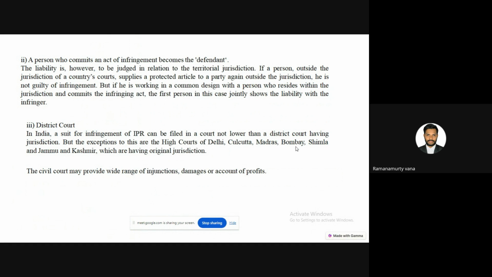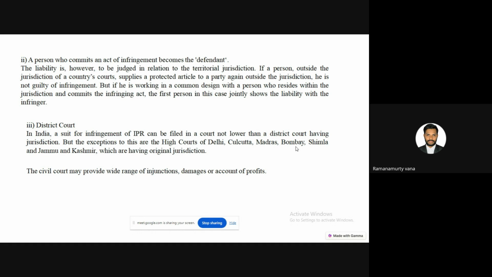Now, which court should try the case? In India, a suit for infringement of intellectual property can be filed in a court not lower than the district court having jurisdiction. That means you have to file an infringement case in the district court. You cannot file in municipal courts or revenue courts like taluka courts. It is not prohibited to file in high courts and the Supreme Court, but the original jurisdiction lies with the district court. The exception is the High Courts of Delhi, Calcutta, Madras, Bombay, Simla, and Jammu and Kashmir, which have original jurisdiction over infringement of patents.